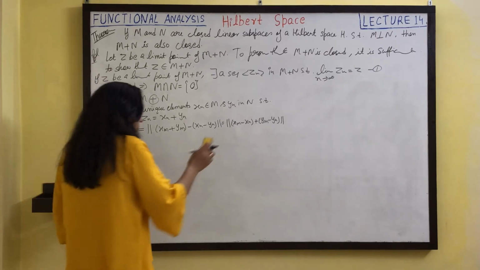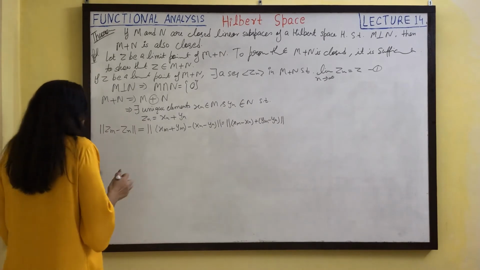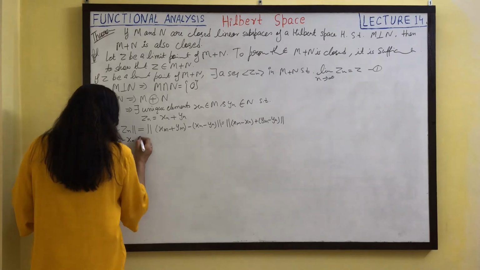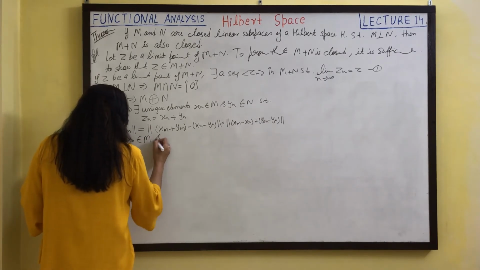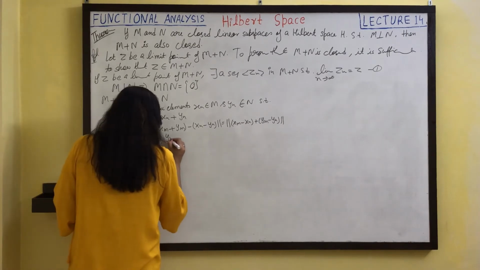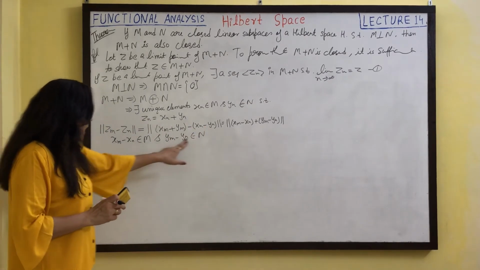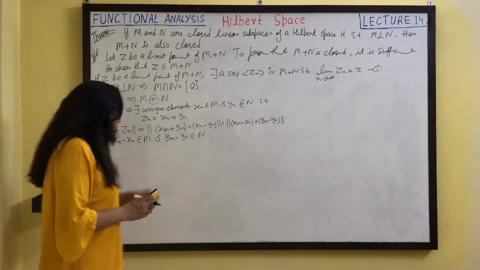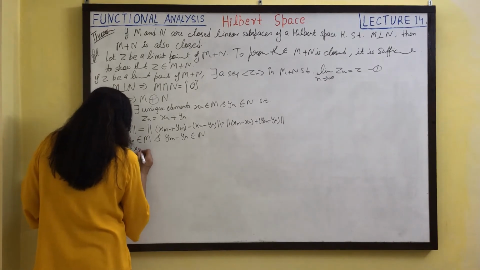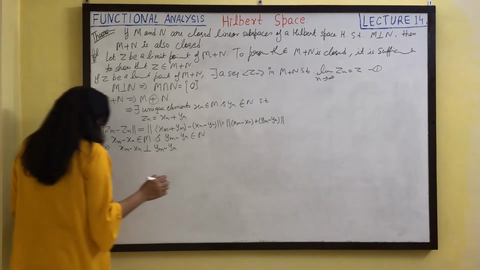Then we can prove that xm minus xn belongs to M and ym minus yn belongs to N. Now M and N are orthogonal to each other, therefore xm minus xn is orthogonal to ym minus yn.